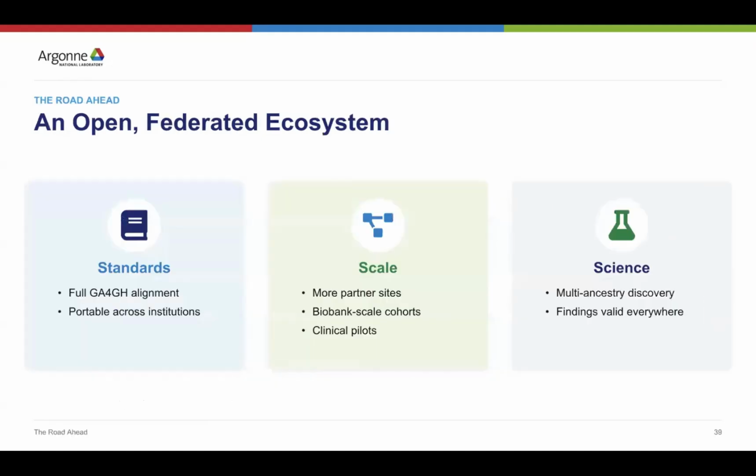And so, the main things that it comes down to is we want good standards. We want them to be portable across institutions. We want scale, right? We want biobank scale cohorts. We want clinical pilots. We want more partners, of course. And for science, we want to have multi-ancestry discoveries.